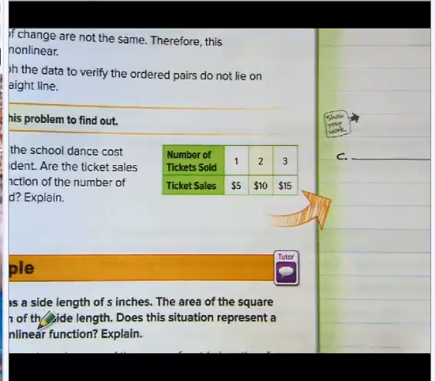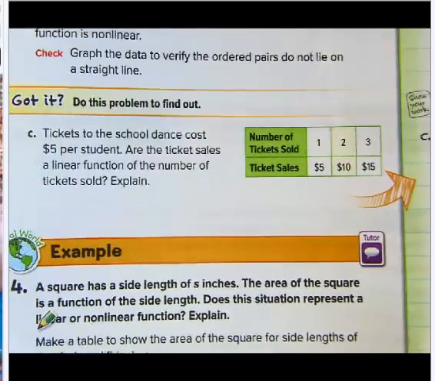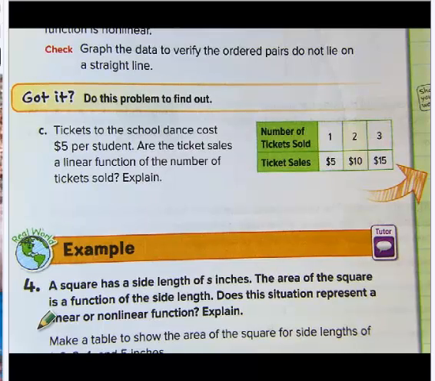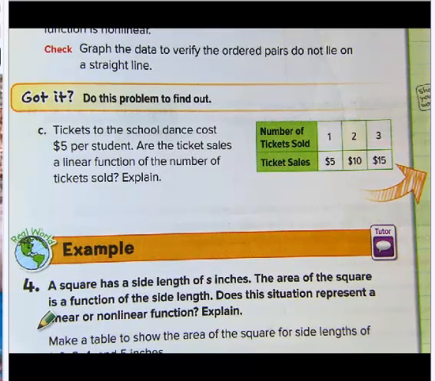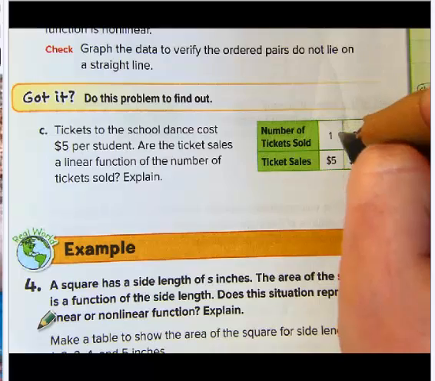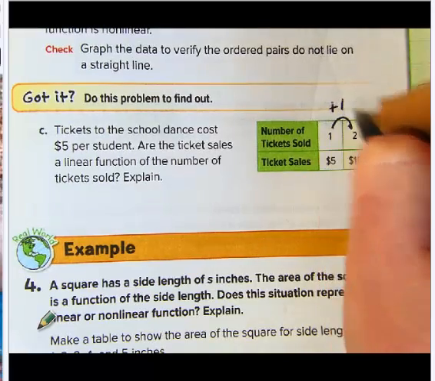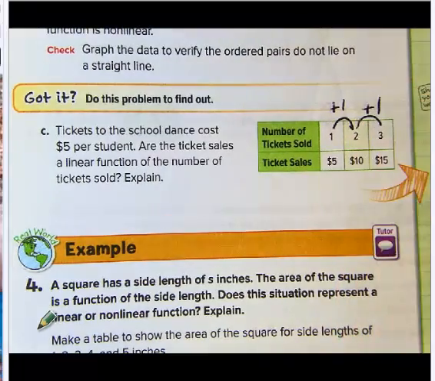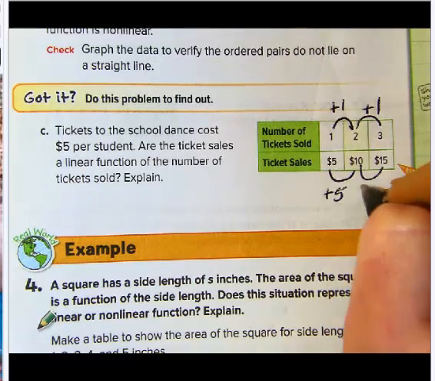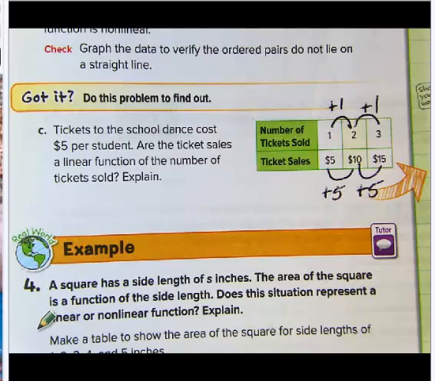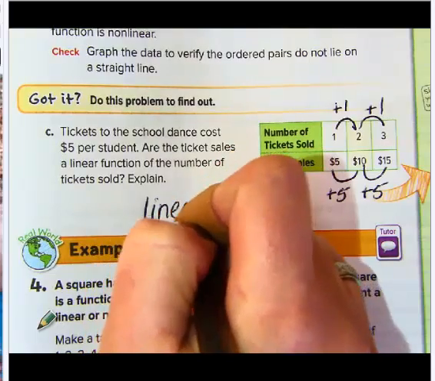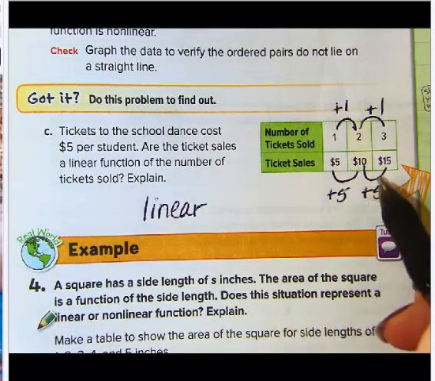Now let's look over here. It says these are tickets to a school dance and how much they cost. They cost $5 per student. And it says, are the ticket sales a linear function? Well, again, I'm going to compare the changes. So my change here is plus 1, plus 1. My change here, 5 to 10, is a plus $5, and 10 to 15 is a plus $5. So hopefully you know that it is a linear function, because for every one student it goes up $5.